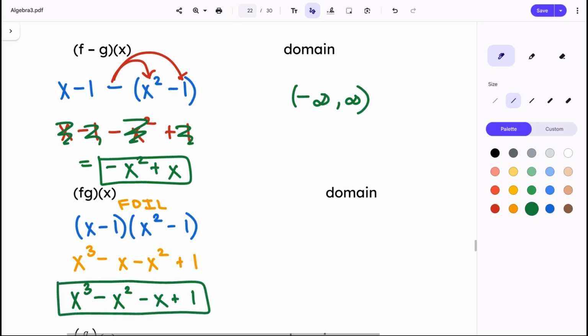What do we think the domain would be here? Yeah, negative to positive infinity. Again, I don't see a fraction, so there shouldn't be any restrictions on x.